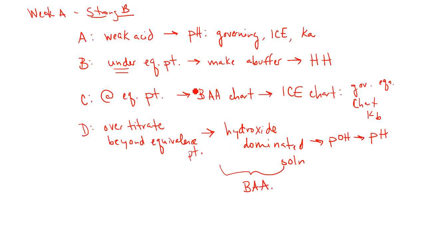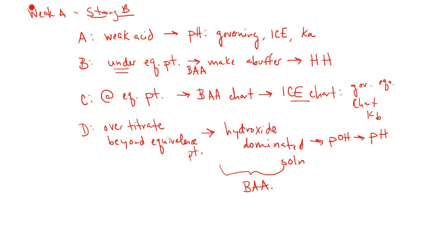So in each calculation, we have to look at the before addition after chart. It's just what we do is different. So we did a before addition after chart in calculation B. We made a buffer. We went to Henderson-Hasselbalch. If we do a before addition after chart and we're at the equivalence point, then we need an equilibrium chart. And if we over titrate, we still have to do the before addition after chart. We see we're in a hydroxide dominated solution, and you find pH.